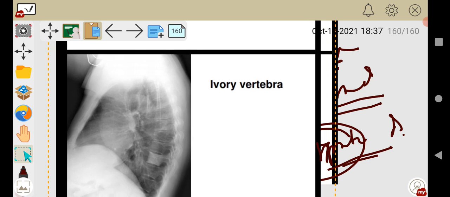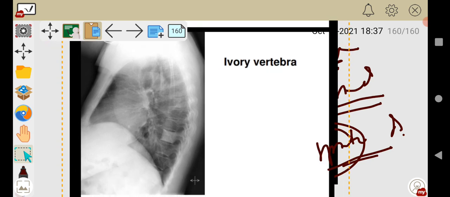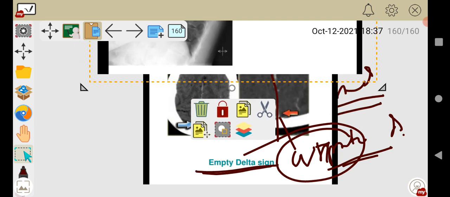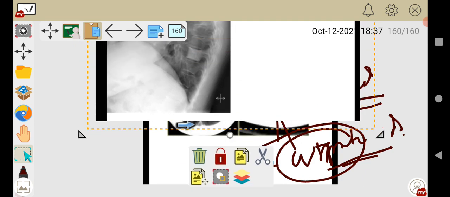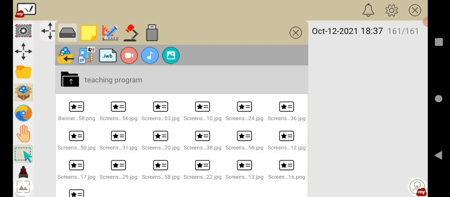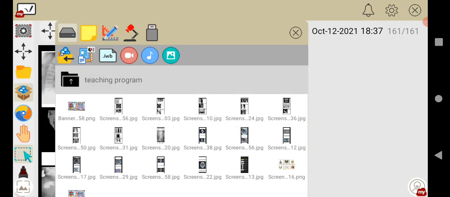Now see this, this is ivory vertebra. Okay. This is not so important. Okay, so let me take another image.